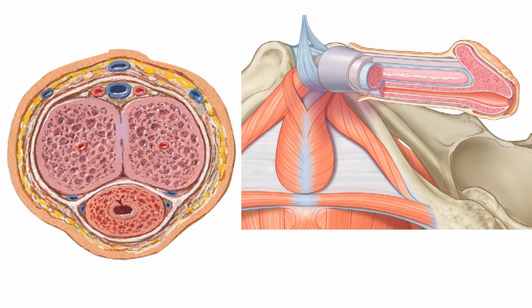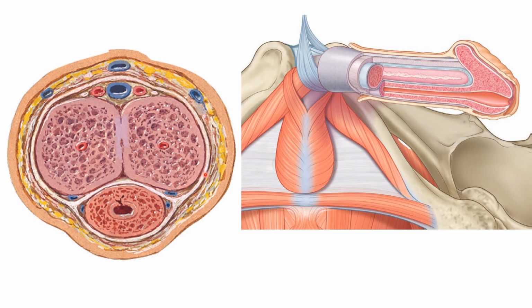Now we will look at the coverings of the penis. From outside inwards, the penis contains mainly three layers: the skin, the layer of superficial fascia, and this particular layer, that is the fibrous envelope. First we will see the skin.